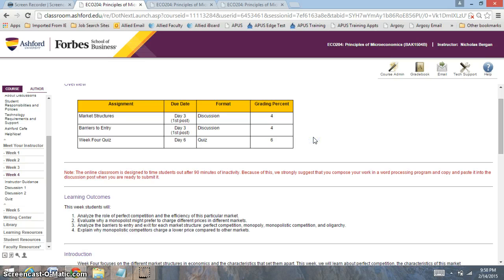Week 4 is going to be focused on the role of market structures. And you'll notice that market structures are very important to this week and the basis of microeconomics. There are going to be 4 main ones that we're going to study: perfectly competitive firms, monopolistically competitive firms, oligopolies, and monopolies.